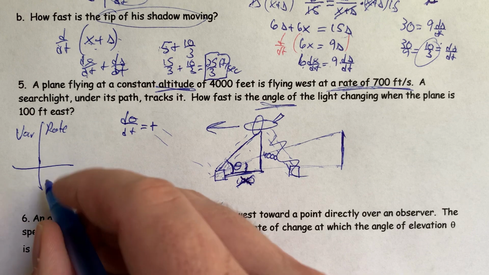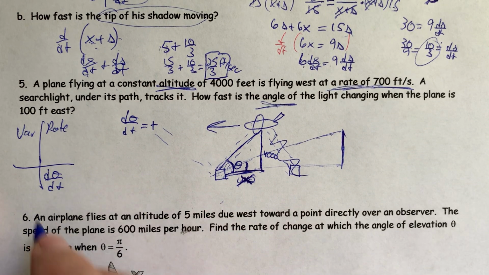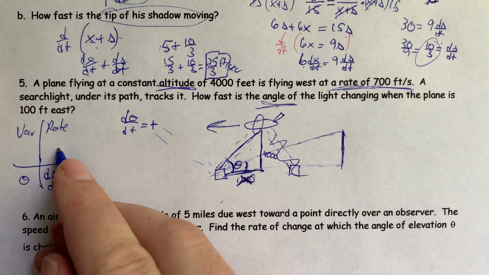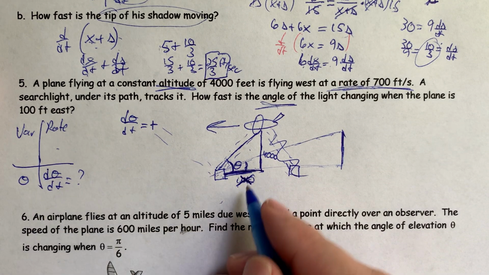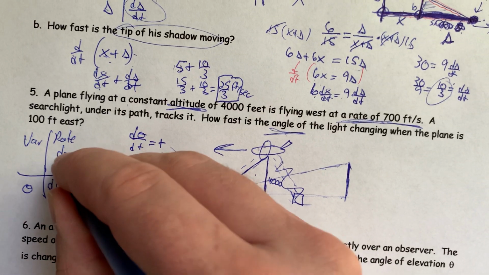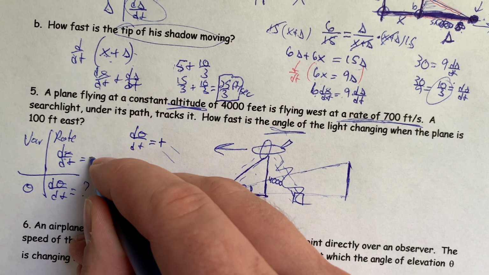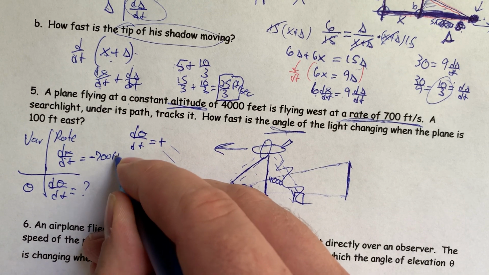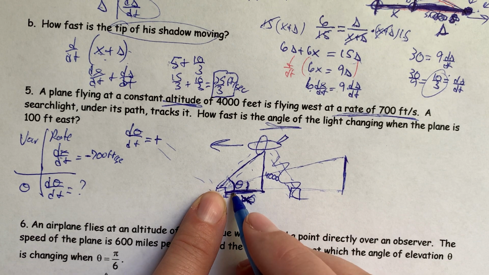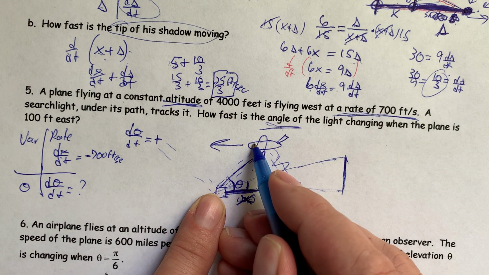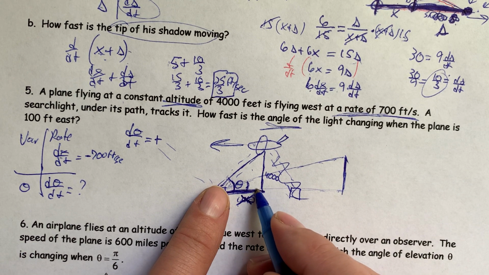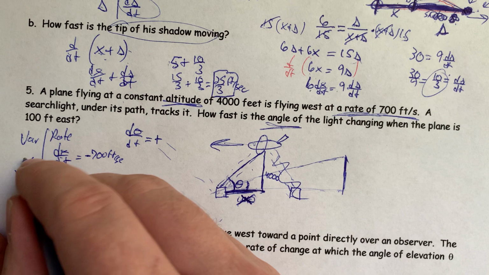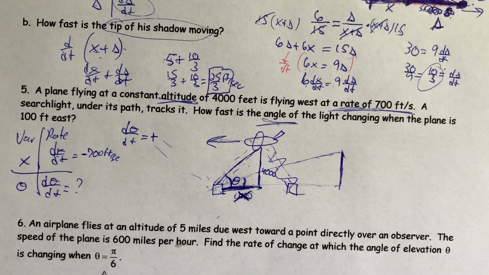How fast? So d theta dt is one of the rates. That's what we're looking for. And so I know I need to have theta in my equation. And the rate I have is dx dt. I can now see that this is changing. And dx dt is actually negative 700 feet per second. This length is getting smaller because the plane is to the east, but it's flying west. So if it's flying this way 700 feet per second, this length is going to get shorter 700 feet per second.